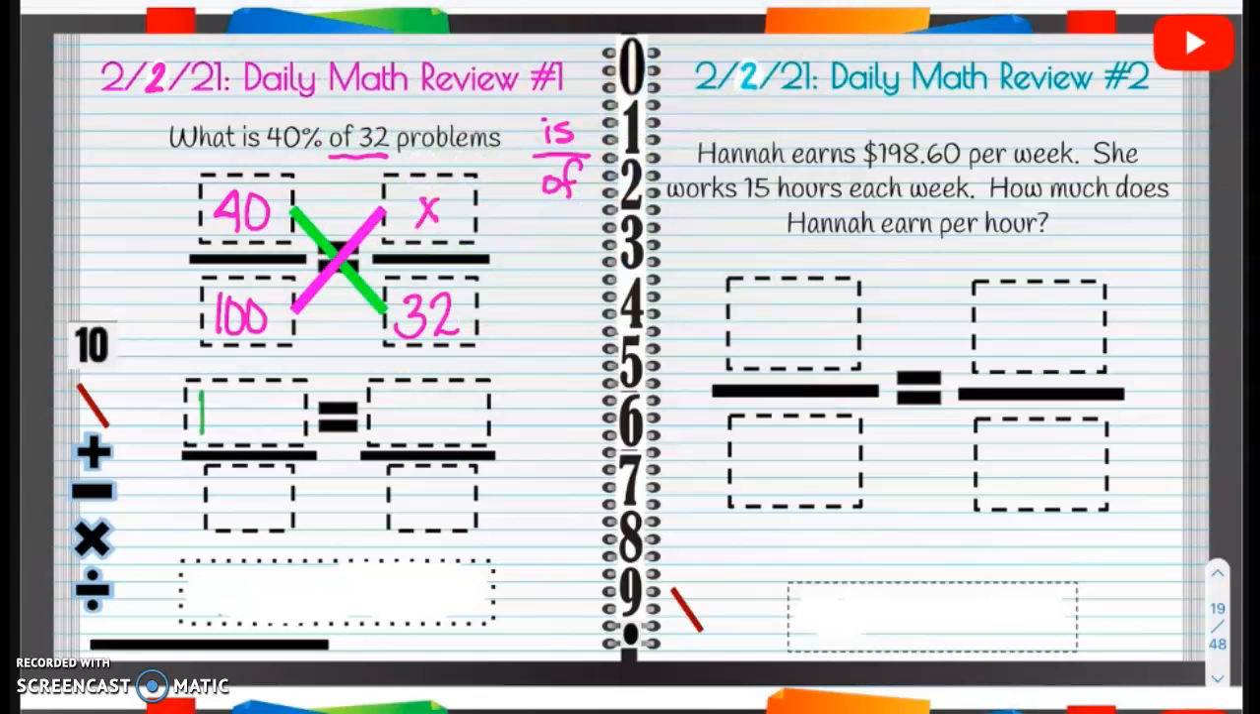We get 100 times x is just 100x. 32 times 40. Let's see. We have 0 times 2 is 0. Placeholder 0. 4 times 2 is 8. 4 times 3 is 12. So I get 1280. So 1280. Now we can divide both sides by 100.